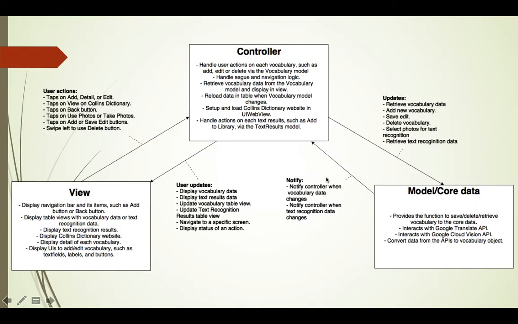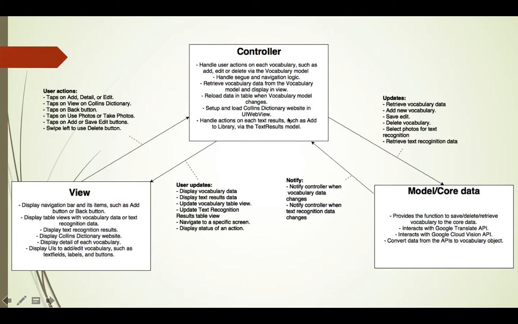Now we look at the more abstract version of the MVC diagram. So let's focus on the model first. As we know, the model interacts with the core data and also the API to get the data from third parties. Here we have to use the Google Translate API and the Google Cloud Vision API. The model provides the logic for our application, so it acts like the brain of our system.